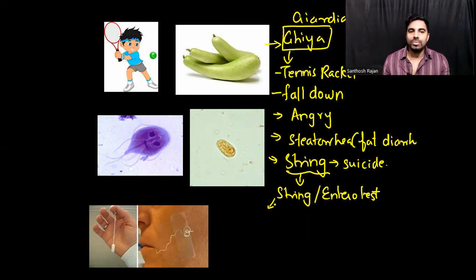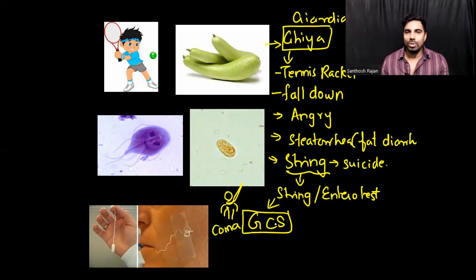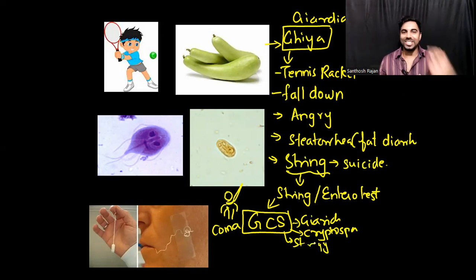We have to do it for three parasites that will come. GCS. Look, if you put in an entero string, someone who wants to commit suicide, you know. If someone tries to commit suicide, what will you check? You will put the GCS, the coma score, he will go into a coma, right? G for giardia, C for cryptosporidium. We just studied that it is the most common cause of HIV diarrhea. And S for strongyloides. Strong people also will die wearing the string. Very easy. Okay, got it?